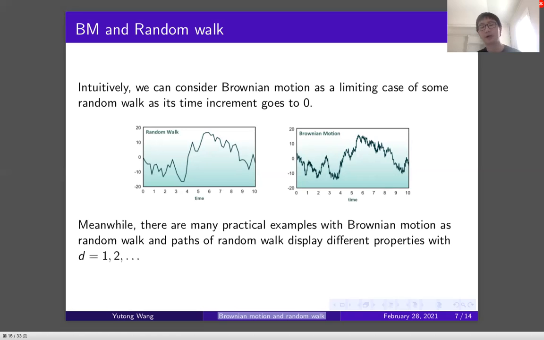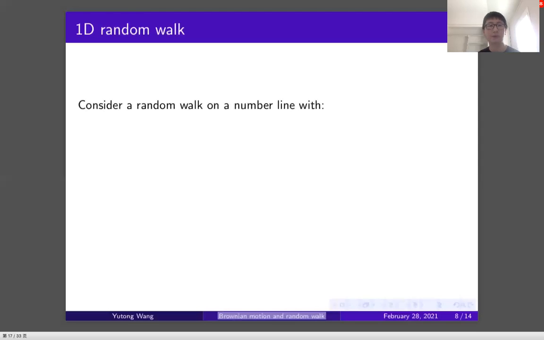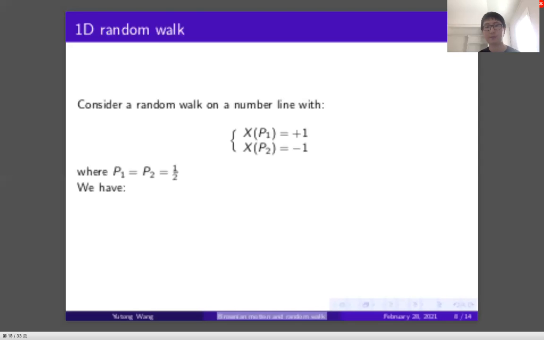So meanwhile, there are many realistic or practical examples with Brownian motion as random walk, and the paths for random walk display different properties with d equal to 1, 2, 3, and for high dimension, but we do not talk about high dimension today. I will focus on dimension 1 and dimension 2.